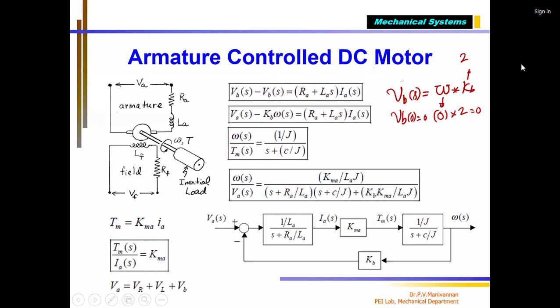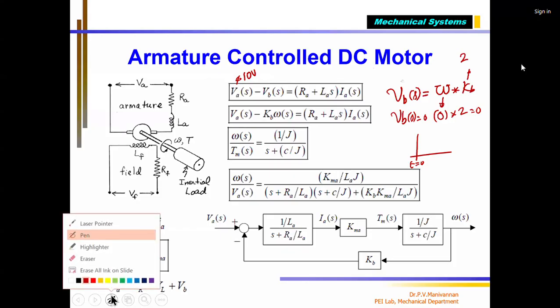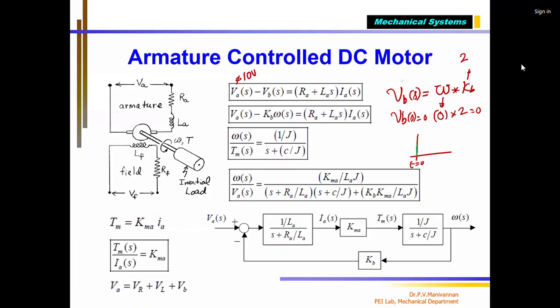That means, for example, if I apply 10 volts to the motor and switch it on, suddenly at t equal to 0 I applied a step voltage. The voltage applied is 10 volts. The y-axis is 0 to 10 volts. I apply a step voltage, this is my VA of s. Now the back EMF voltage will be 0 at t equals 0 because the shaft, the armature, is not rotating. But as the armature starts rotating, the back EMF voltage will start increasing like this.